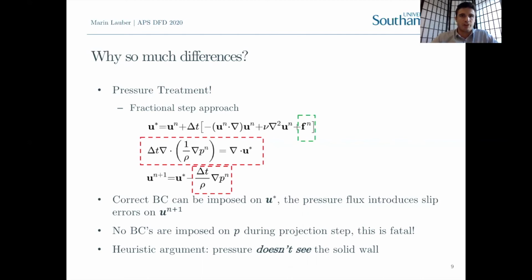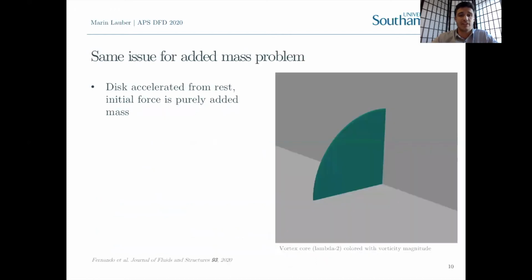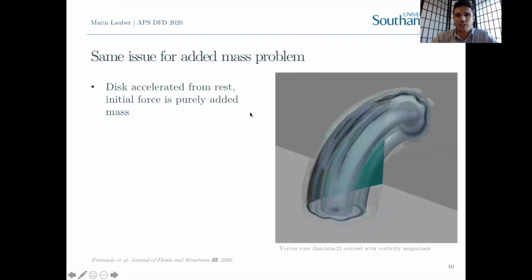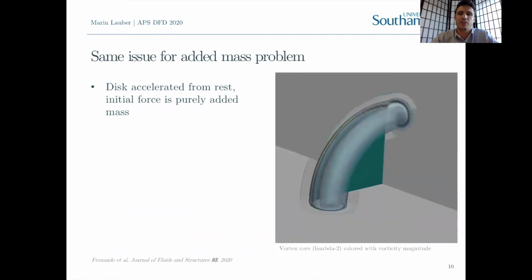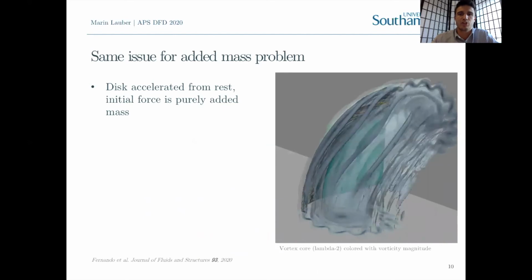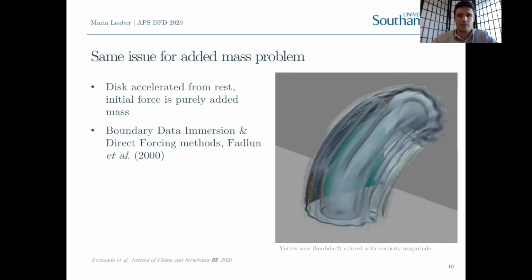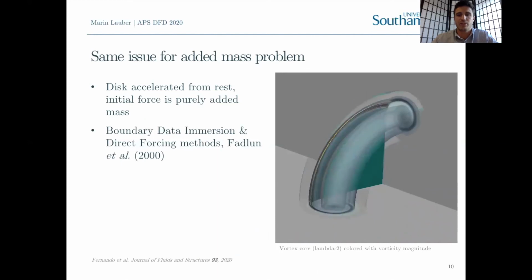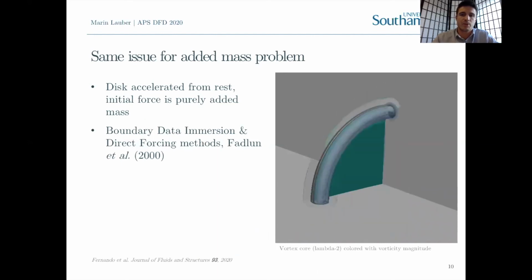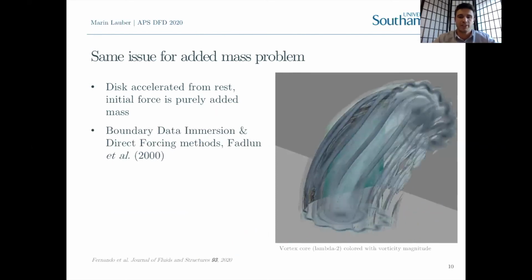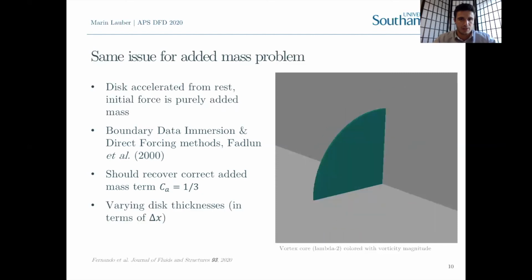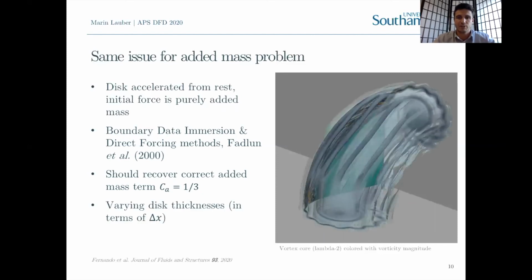So this is for a simple 1D problem, but does this extend to more complex 3D problems, for example? And we'll see that it actually does. If we take the case of a disk that is accelerated normal to its plane, the only force acting on this body initially is added mass, and there is actually an analytical solution for this problem. And we will see that depending on the method you use and whether or not you impose the correct boundary condition on the pressure, you cannot recover the correct added mass force. We will do this for different disk thicknesses in order to test the methods.